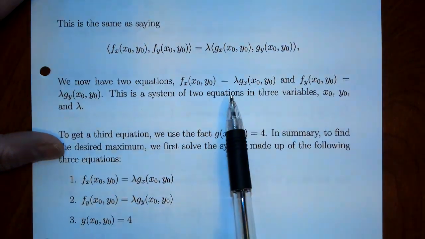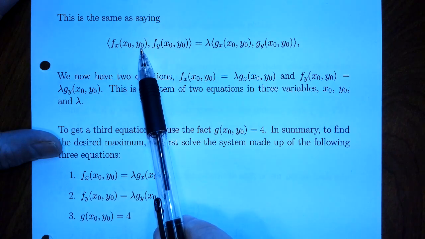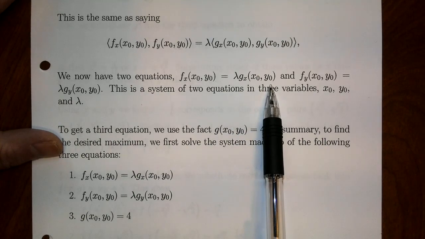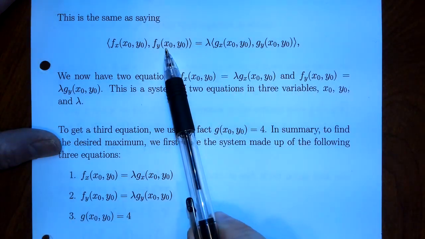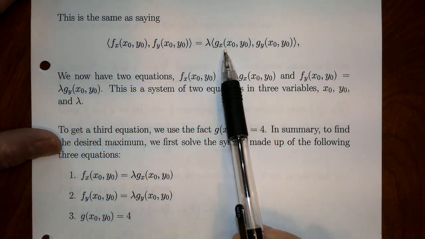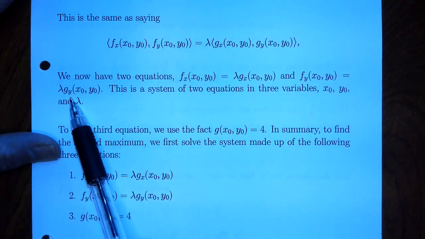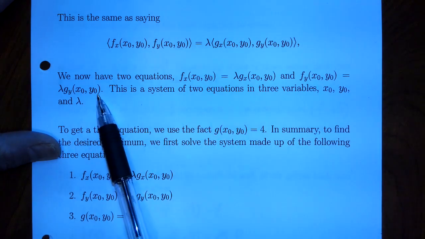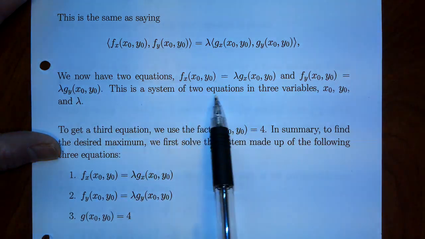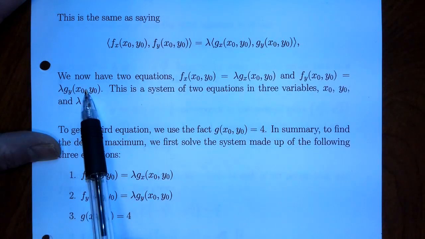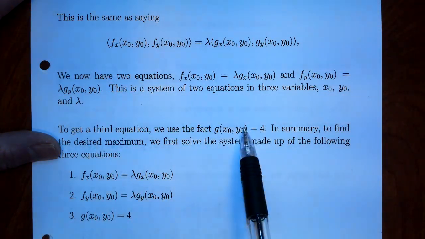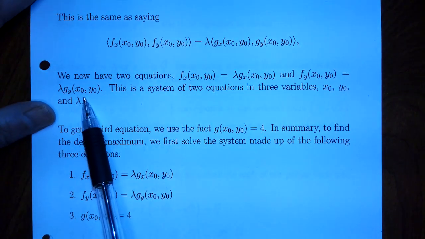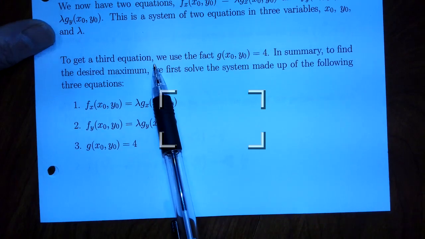We have two equations now. The partial derivative of f with respect to x has to equal lambda times the partial derivative of g with respect to x, and the partial of f with respect to y has to equal lambda times the partial of g with respect to y, which is what we have right here. So this is a system of two equations. Here's one equation, and here's a second equation, but it has three unknown quantities, x naught, y naught, and this value of lambda. So we need a third equation, and here's where we get the third equation.